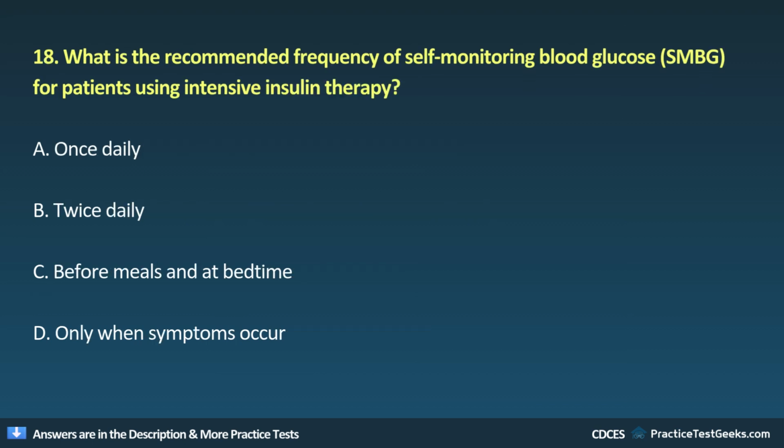18. What is the recommended frequency of self-monitoring blood glucose, SMBG, for patients using intensive insulin therapy? A. Once daily. B. Twice daily. C. Before meals and at bedtime. D. Only when symptoms occur.